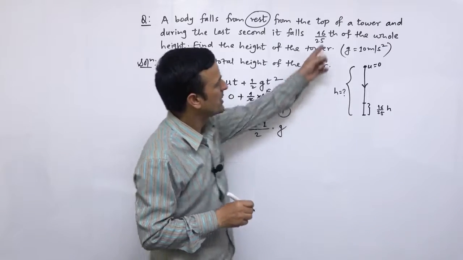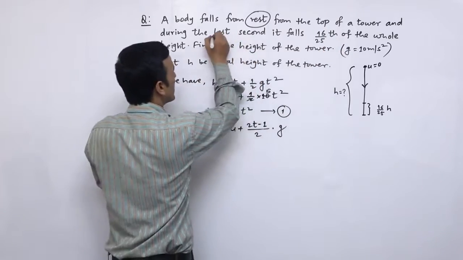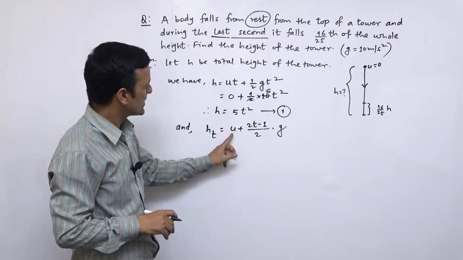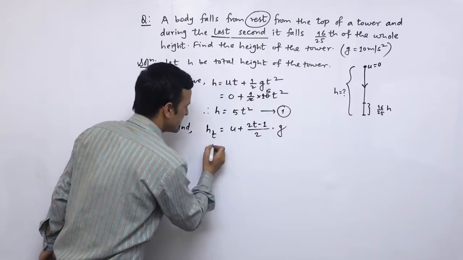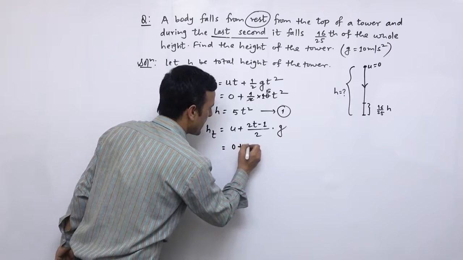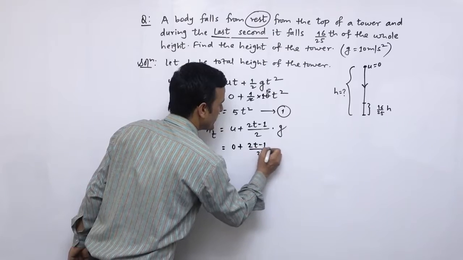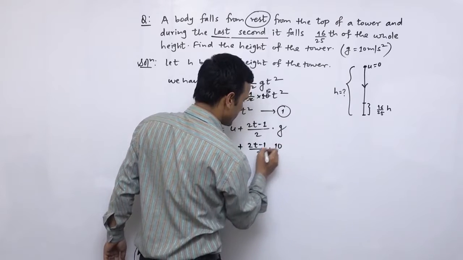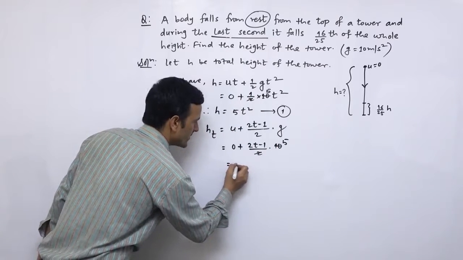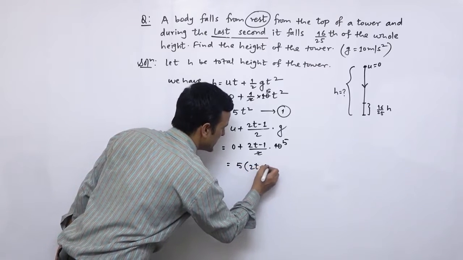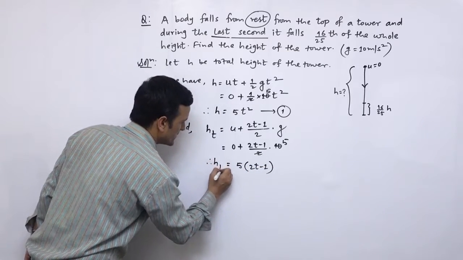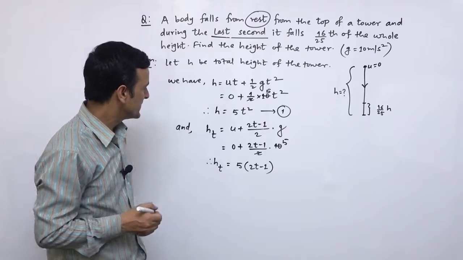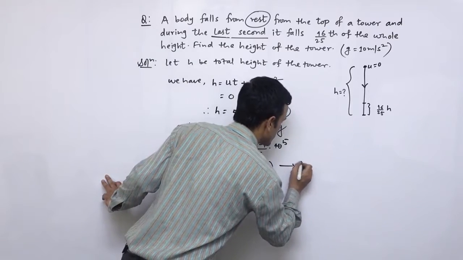पर्टिकुलर सेकेन्डको लागि यो 16 by last second भनेको भएर last second means it is the particular second, particular time. That's why we can write down as like this. So S_t is equal to u is 0 plus (2t minus 1) divided by 2 into time taken by this object is t, and g means it is 10. So 5 times (2t minus 1) is the distance covered by body in the 10th second or last second. And this is equation 2.